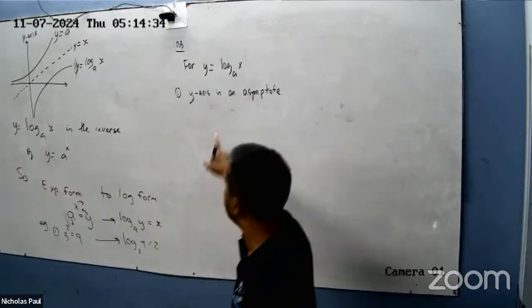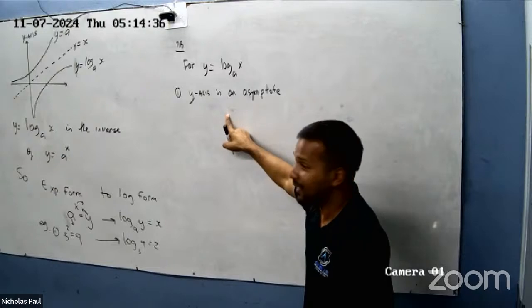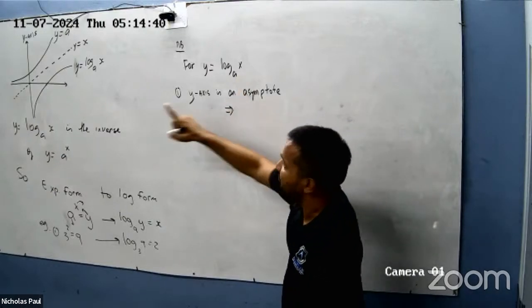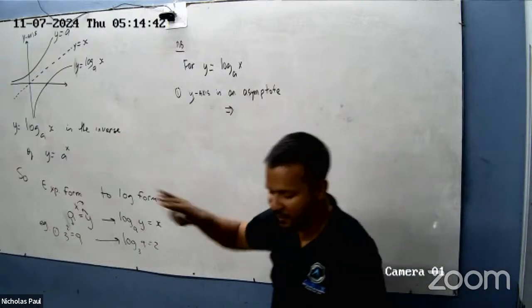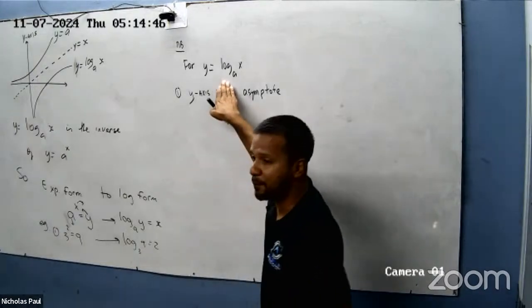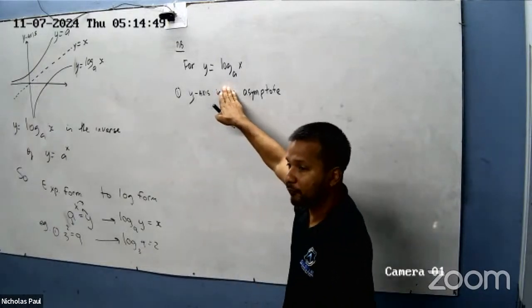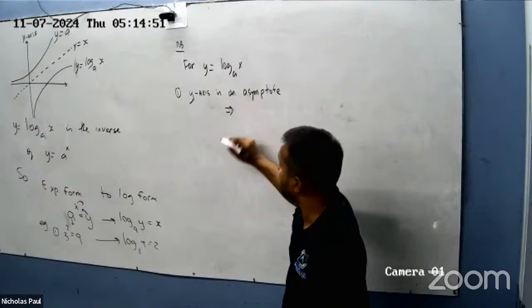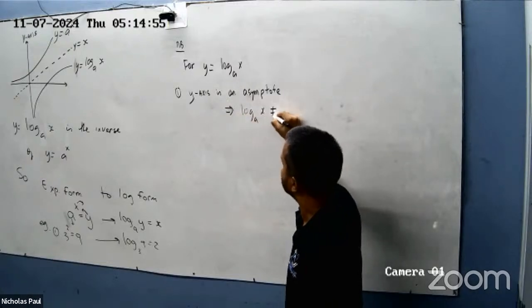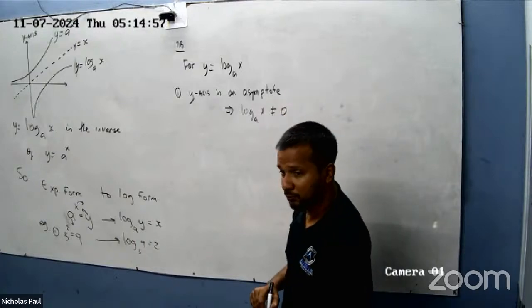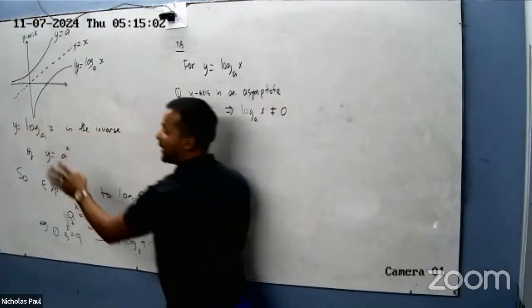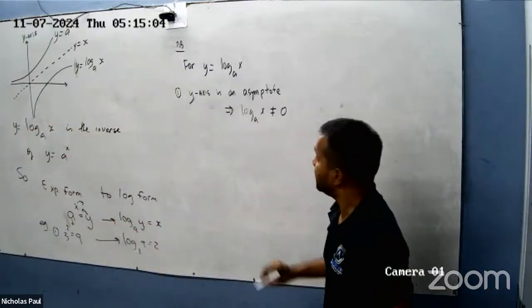So what does that imply? If it comes close to the y-axis but never touches it, what does that imply here? It will never be zero. So therefore, log to the base a of x cannot be equal to zero. That's what asymptote means. It will come close to the line but never touch it. And there's one more thing.